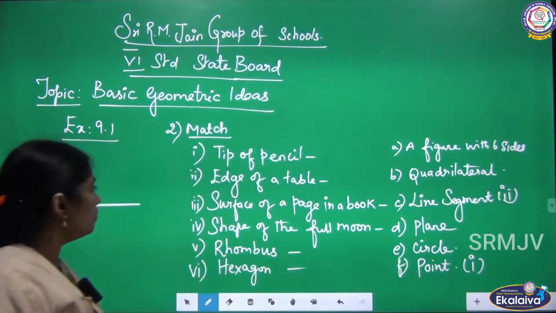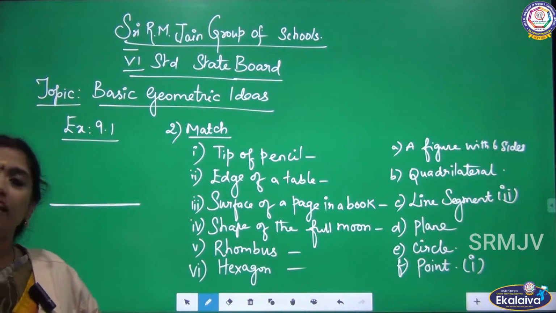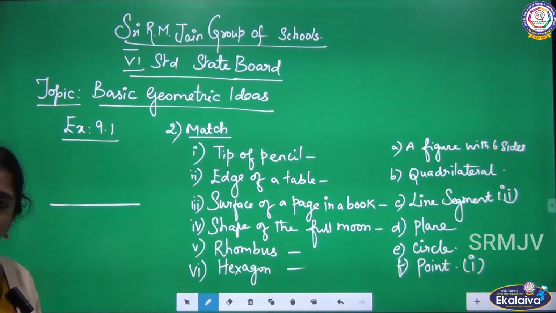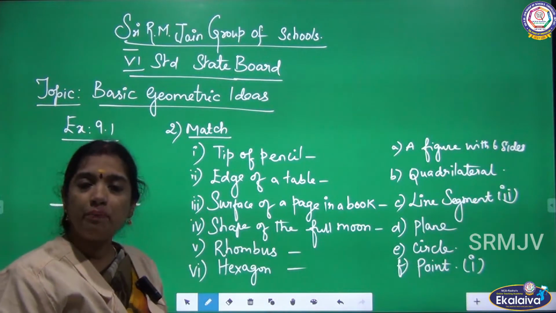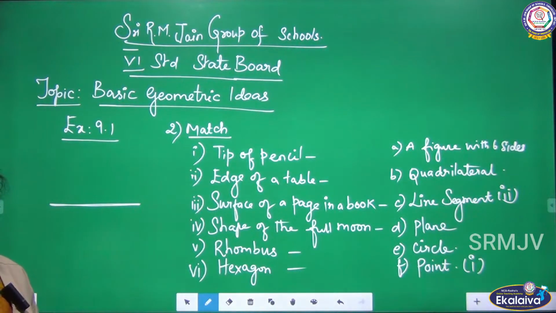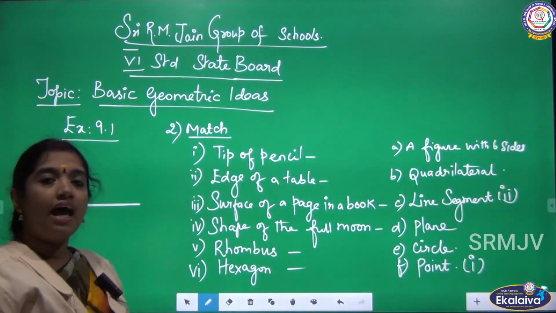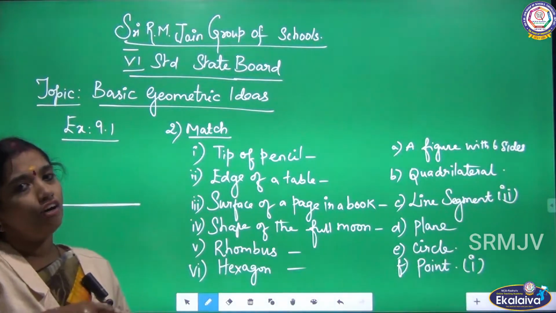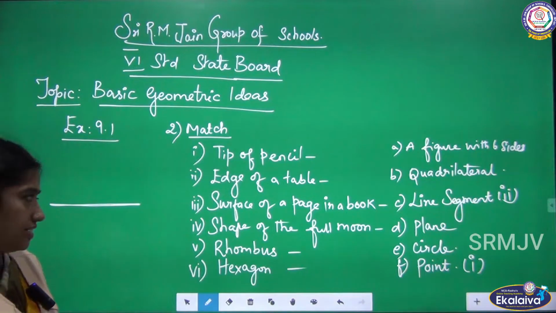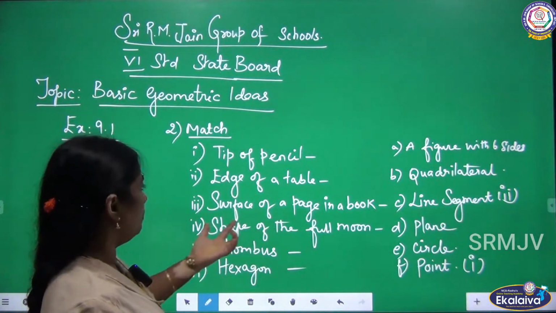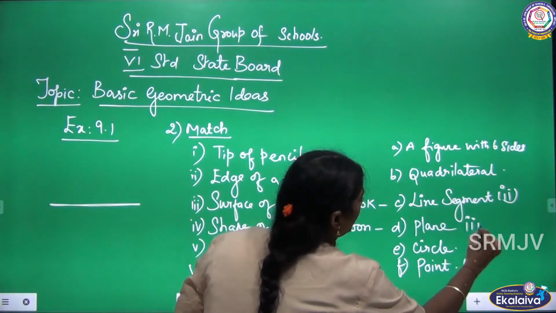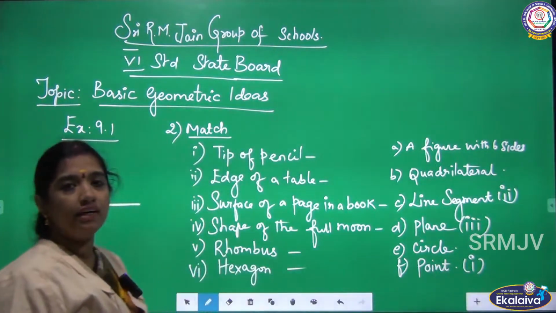Okay. Now, the surface of a page. Take your maths book, children. The surface of a page in a book. Just go through one page. What shape is it? It is a plane. Is it or not? A plane has no thickness, and we can extend it in all directions. We can extend that endlessly. So the surface of a page in a book is your plane. That is an example of a plane.